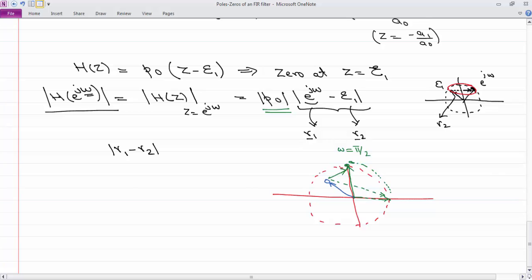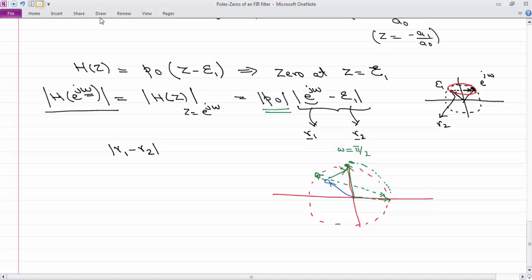And when the frequency that I am interested in is perfectly aligned with my 0, the difference vector is going to be the smallest. The difference vector in the same direction as my 0 is going to be the smallest. That means that at the direction of my 0, I will have a dip in my magnitude response. Okay.